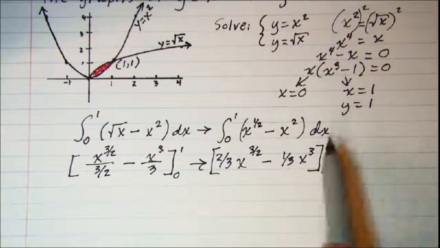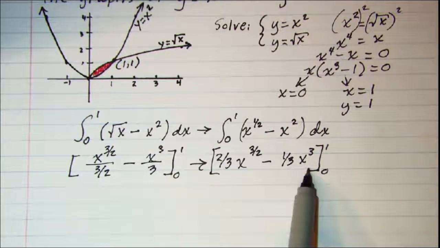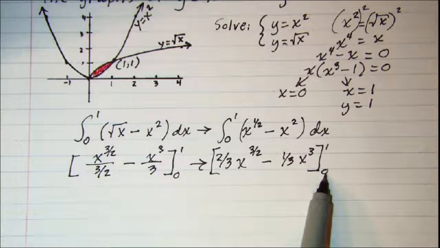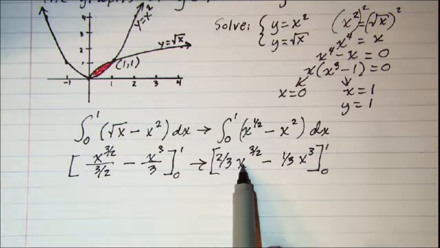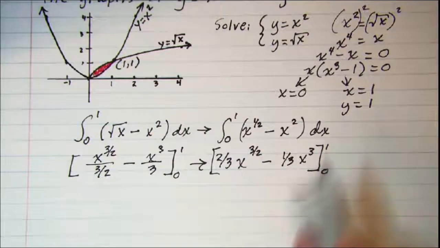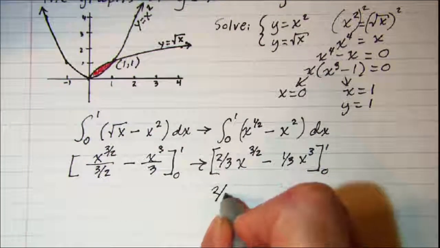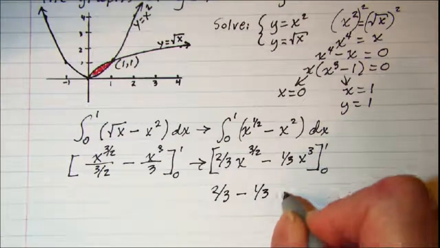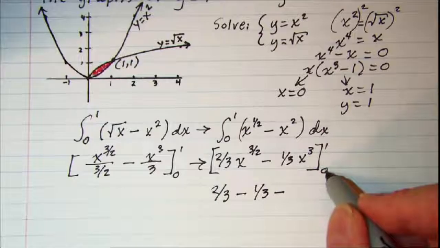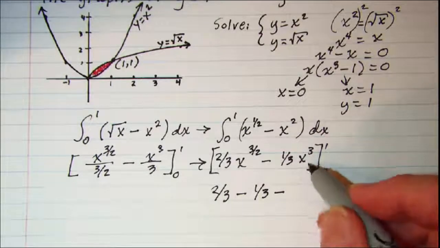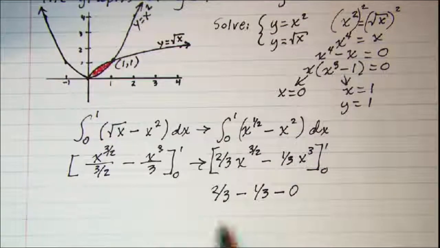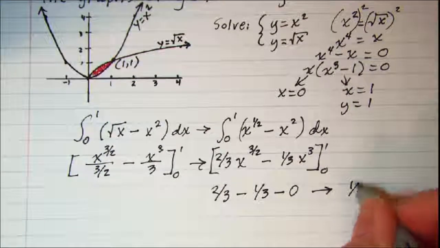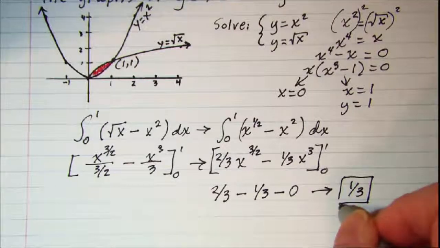So we first want to put 1 into this expression and then subtract from that what we get when we substitute 0 in. When we put 1 in, 1 to any power is still 1. So I have 2/3 minus 1/3, and then subtract from that. When I put 0 in, both of these terms are 0. So that's 0. 2/3 minus 1/3 is 1/3. So the area between the curves is 1/3.